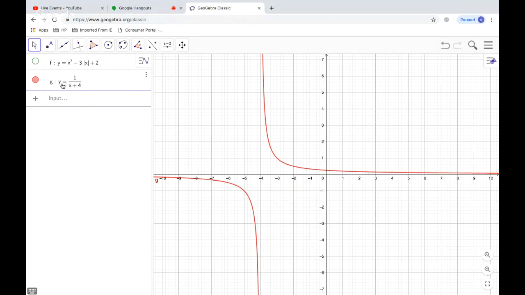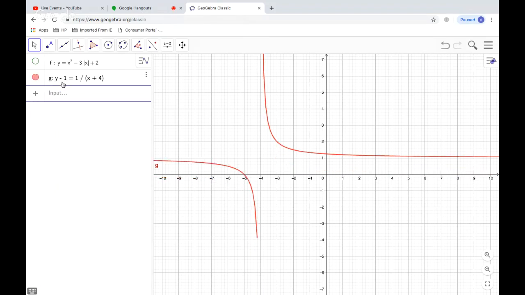Then I will change my y with y minus 1. Graph will go 1 unit down. Sorry, 1 unit up. My mistake. We wrote 1 unit down.